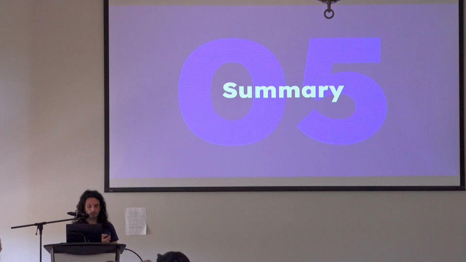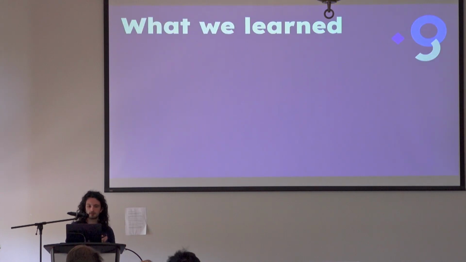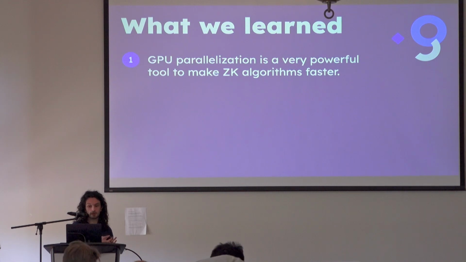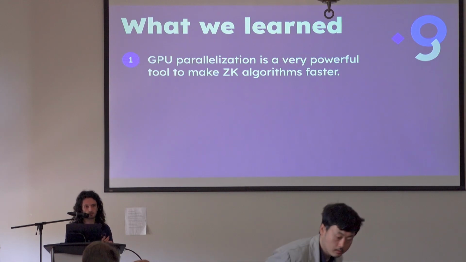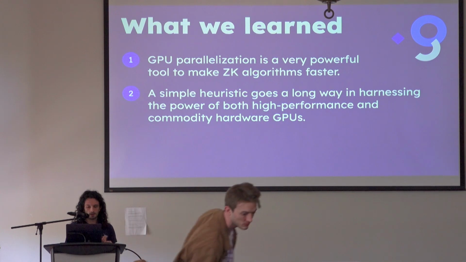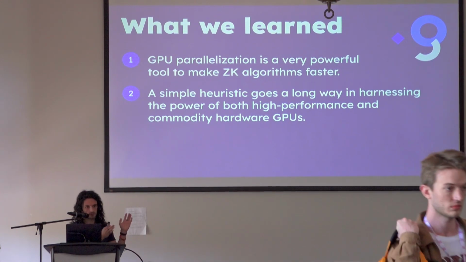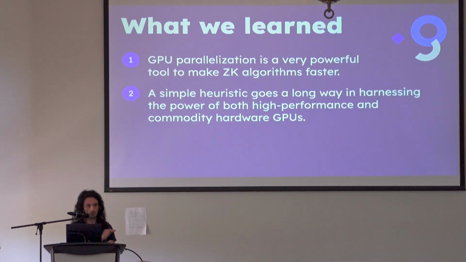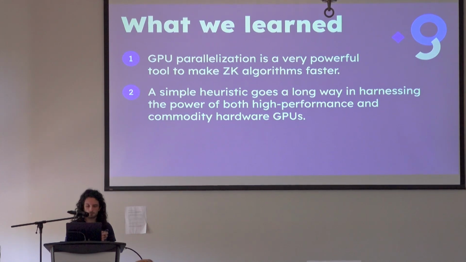In any case, as a summary of what I wanted to show you today, what have we learned? Well, first of all, GPU parallelization is very powerful to make our ZK algorithms faster. A simple heuristic, like the one I showed you before, separating a list into segments, goes a long way into making this way faster, for both high performance and commodity hardware GPUs. We tried this on a 4090, on a 1080, using laptops, using a tower PC. Every time, it's way faster.